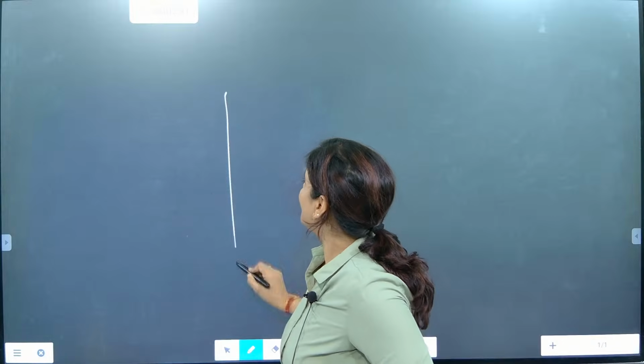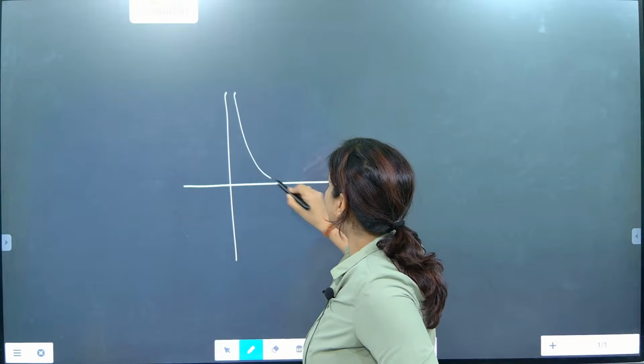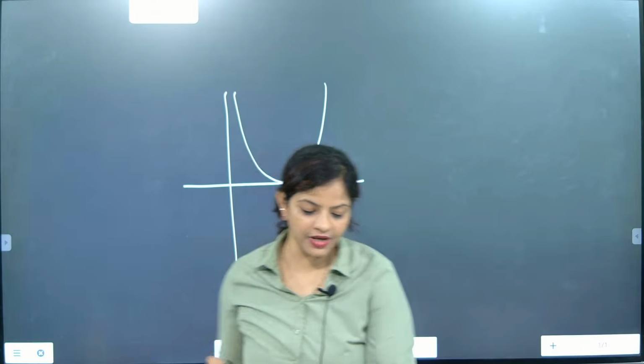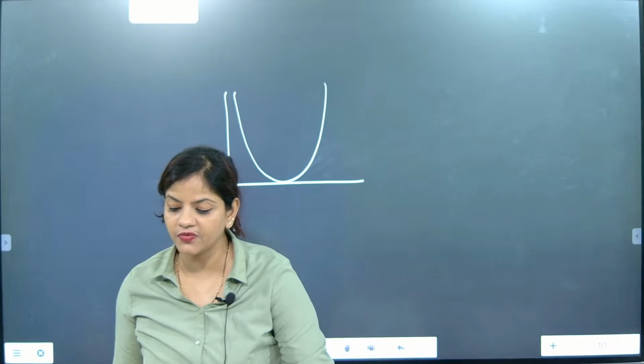Now look here. If you get this one, then you need to explain one thing to me. What will be the vertex? What will be the expected vertex?